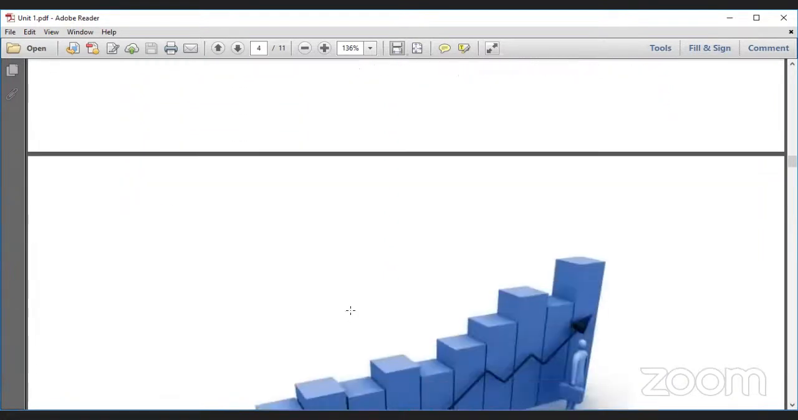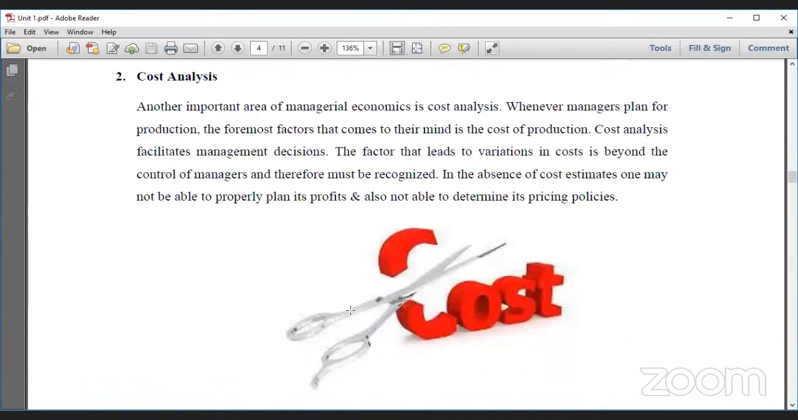Yes, sir. Then come to cost analysis. In cost concepts, we have discussed various cost concepts like short-run cost function and long-run cost function. In the short-run cost function, we have fixed cost, variable cost, average fixed cost, marginal cost, average variable cost, and total cost. In addition to that, there is explicit cost, implicit cost, and social cost of production.